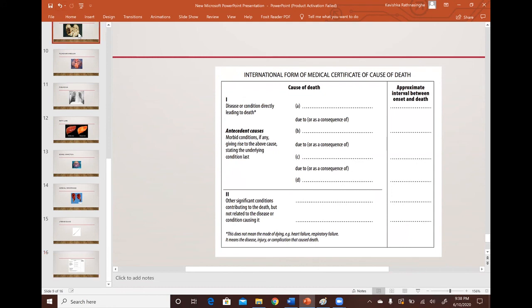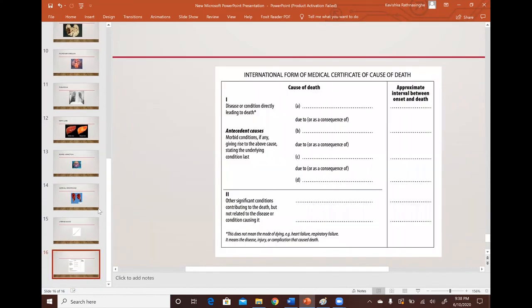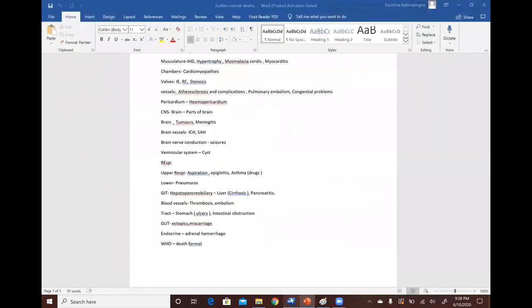Okay, so just remember this example. Immediate cause, intracerebral hemorrhage. Why do you get the intracerebral hemorrhage? Is due to aneurysm. Why do you get the aneurysm? Can be due to atherosclerosis. And then other significant conditions which may contribute to atherosclerosis may be dyslipidemia or diabetes mellitus. So that's about it. So hope you guys understood it. If there are any questions, just leave it in the comments.